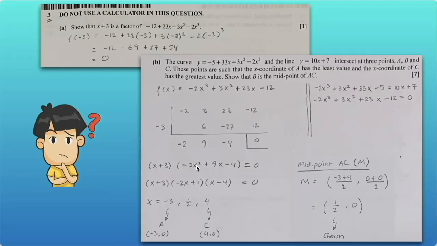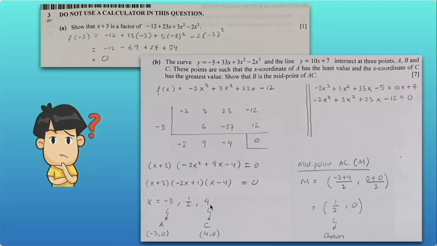So we have -2x squared plus 9x minus 4 equal to 0. We factorize this quadratic expression to get the other two factors. Therefore, x equal to -3, 1/2, 4. Now remember, the question says A has the least value. So point A is equal to point (-3, 0), and C has the greatest value.